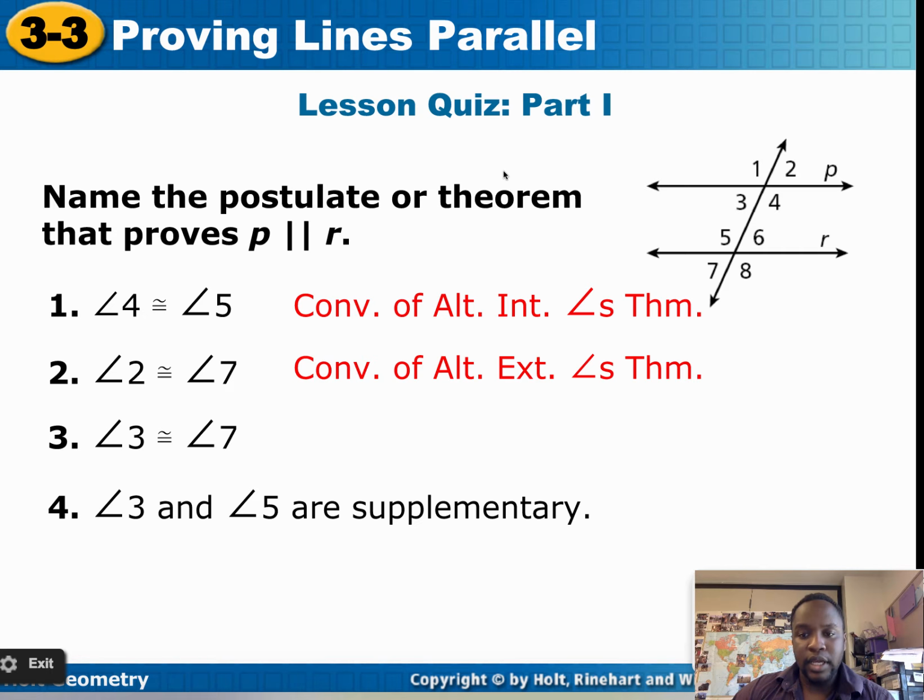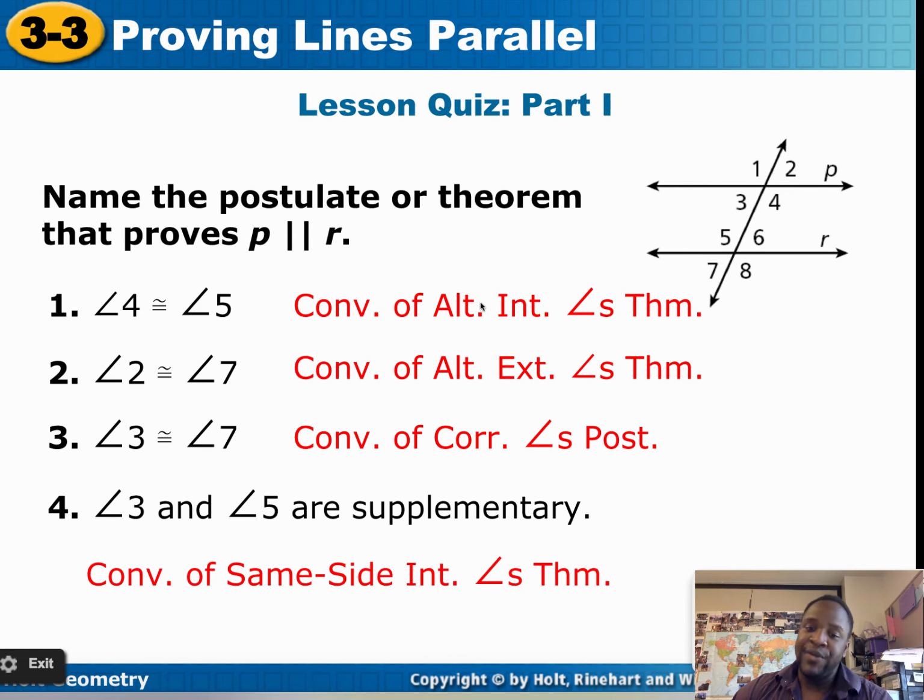And angle 3 and angle 7, converse of the corresponding angles postulate. So the corresponding angles one is a postulate because we are assuming it as true. Next, we have angle 3 and angle 5 are supplementary. So that would be converse of same side interior angles theorem, because the same side interior angles are supplementary.